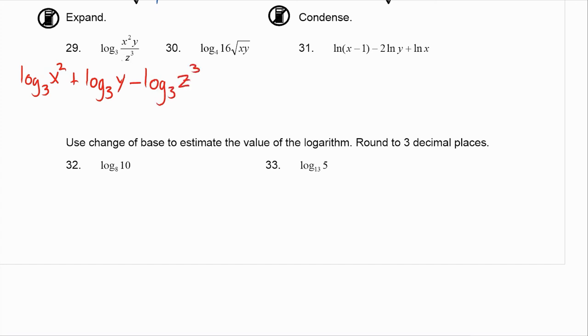So the minus there, which means that the z is going to be on the bottom, and the x squared and the y, since they had multiplication, we want the operation to be addition in between. Now, before we finish up, I want to make sure that this 2 and this 3 right there come down in front of the log. So we should get 2 log base 3 of x plus log base 3 of y minus 3 log base 3 of z.